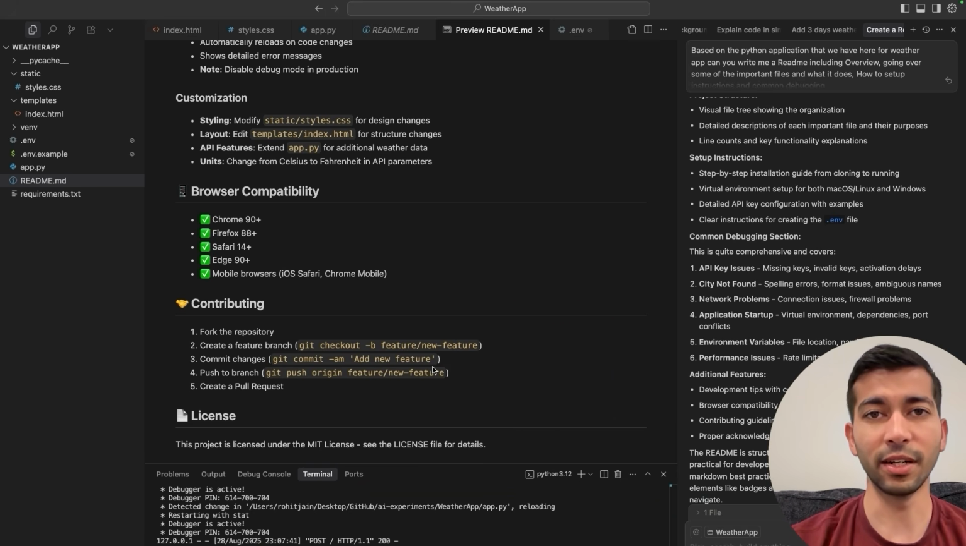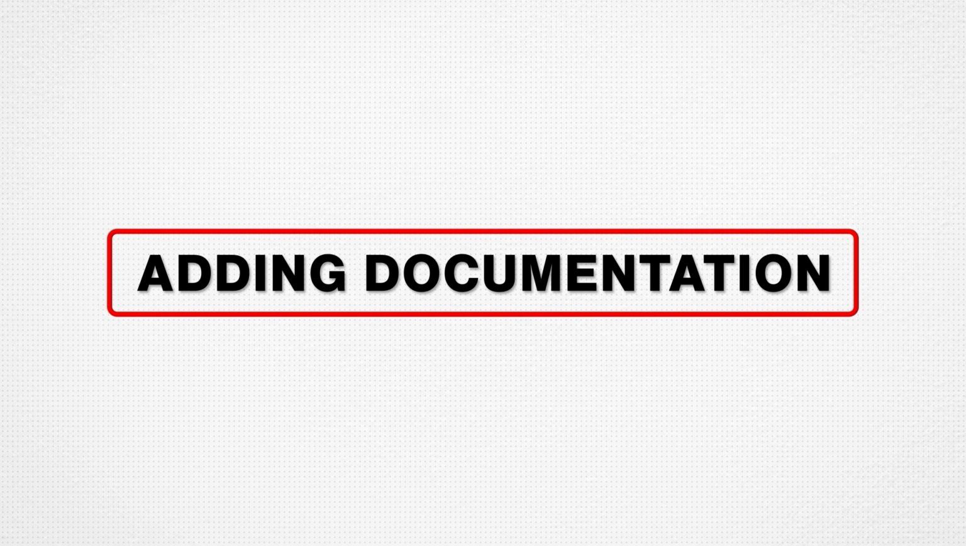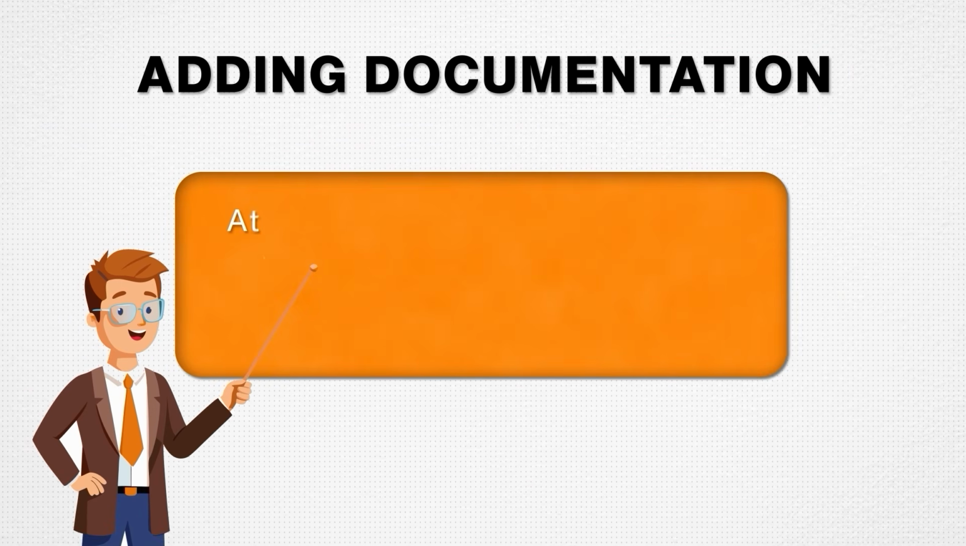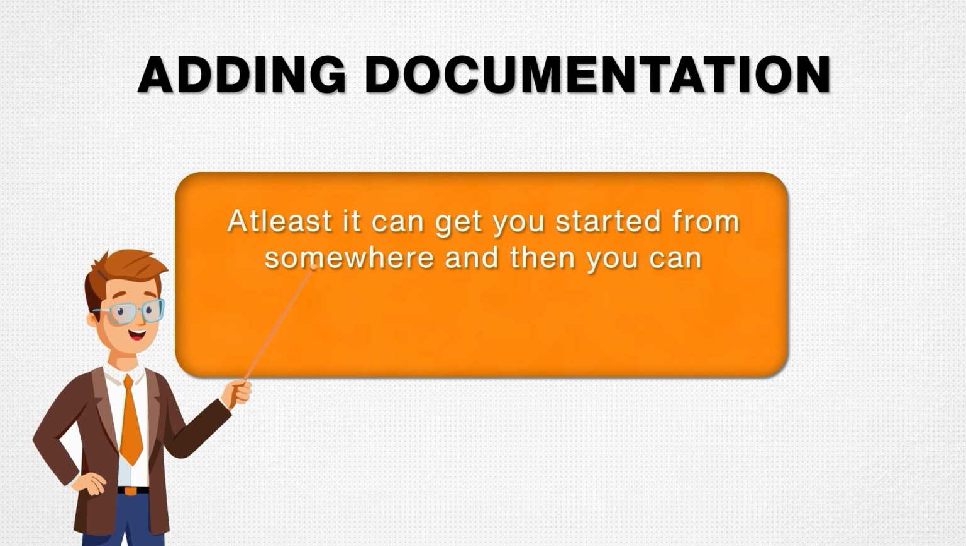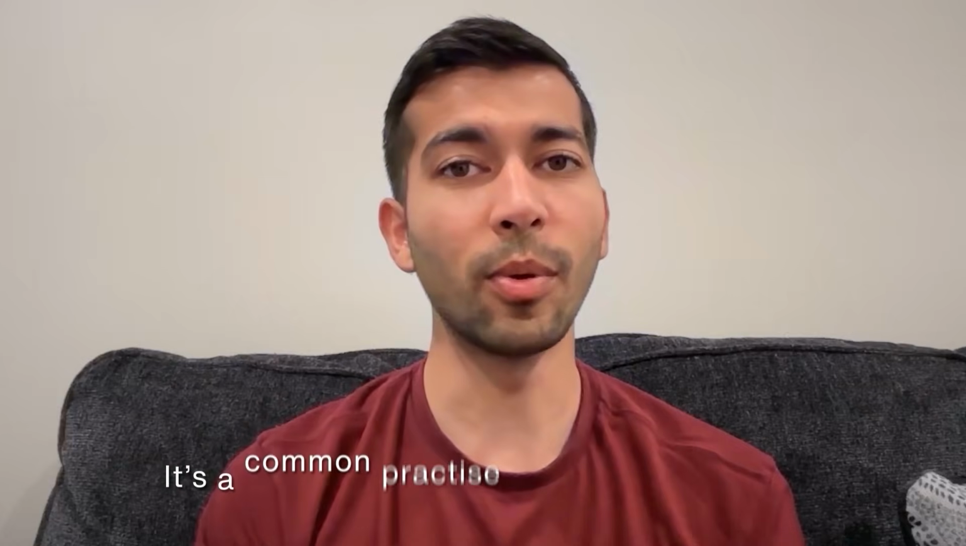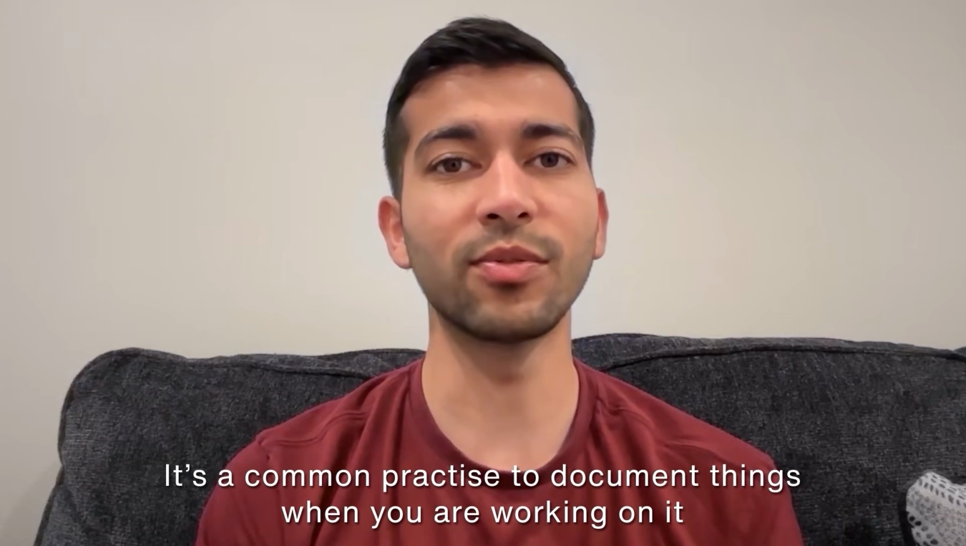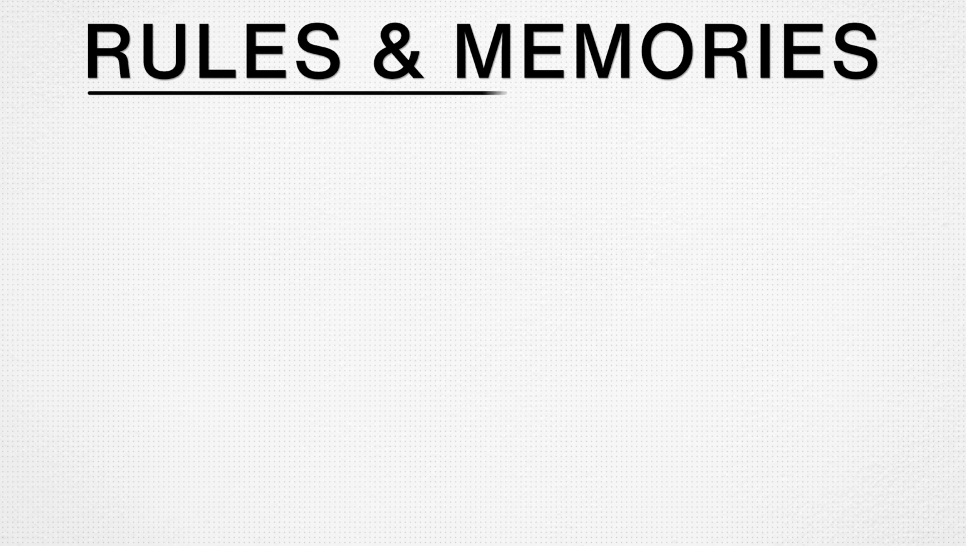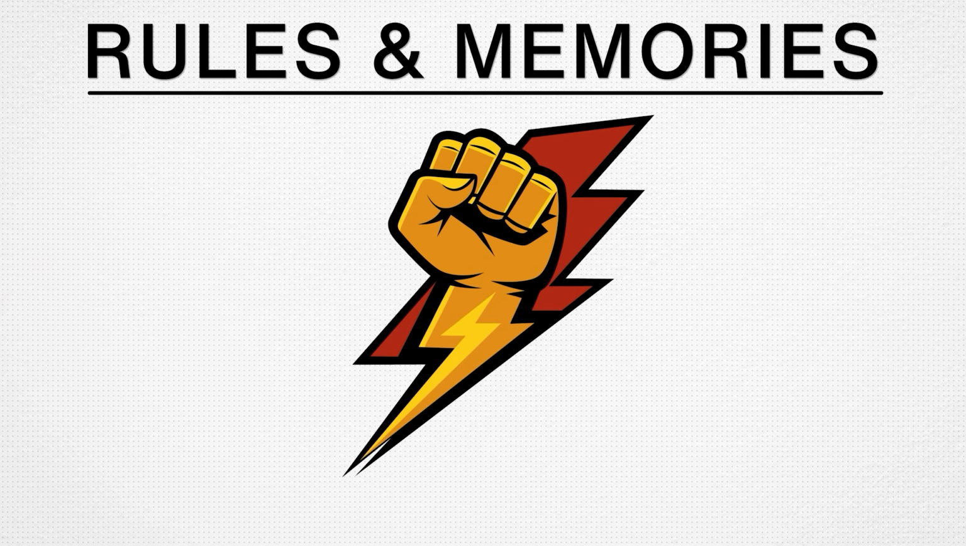So here's my recommendation. Use this feature in Cursor to break the inertia to document. At least it can get you started from somewhere, and then you can make changes to the README file. It's a common practice to document things when you're working on it, and this feature from Cursor will help you do that.